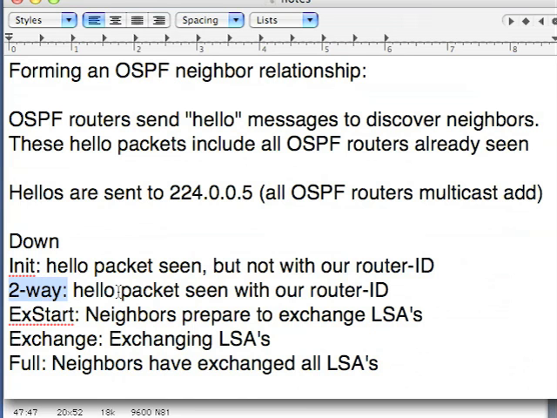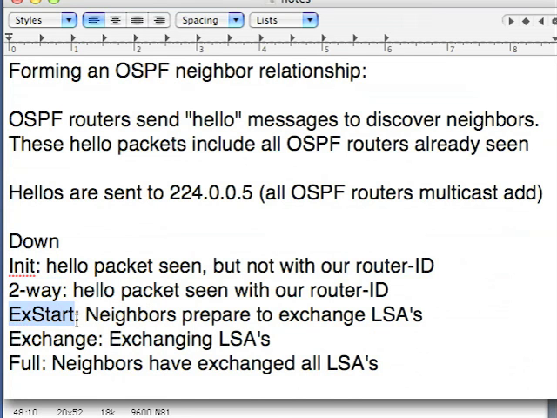And then later you see a hello packet with our router ID, and that means that two-way communication is working. So that's why they call that state two-way. And then you exchange information about which LSAs are in your database. You're basically given the table of contents for your LSA database, what LSAs you have, and that's exstart.